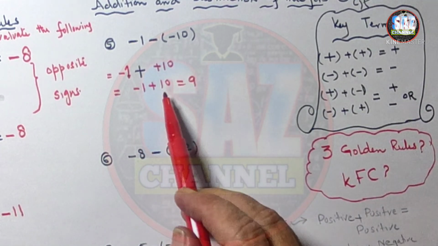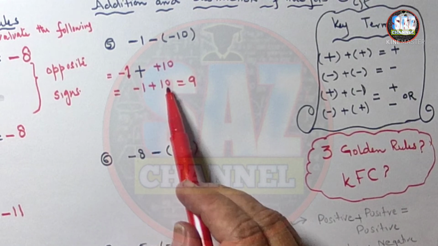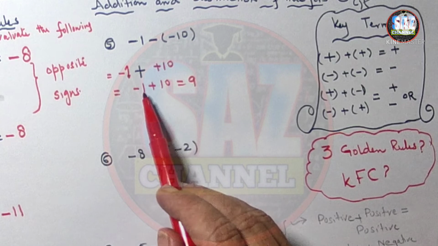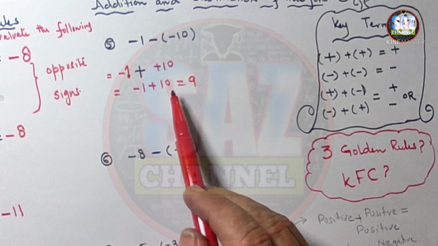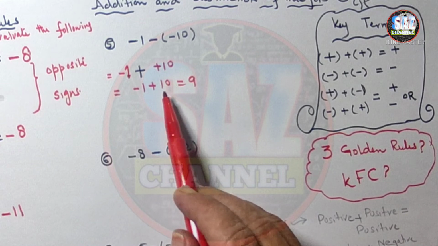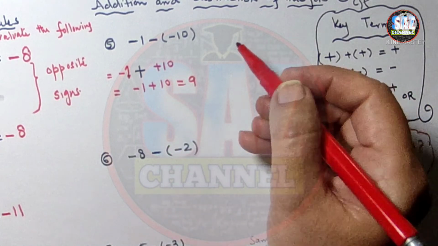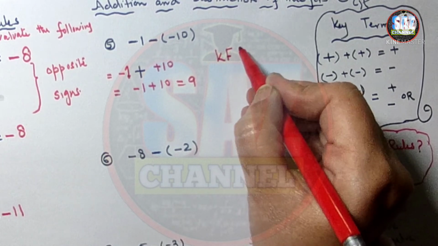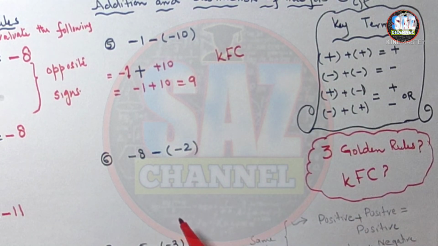Again we can see that we are having two values with different and opposite signs. We will be subtracting these two numbers, and what will be the sign of the answer? The sign of the answer will be the sign of the bigger term. I hope KFC is clear to you, that is how to apply the keep, flip and change rule.